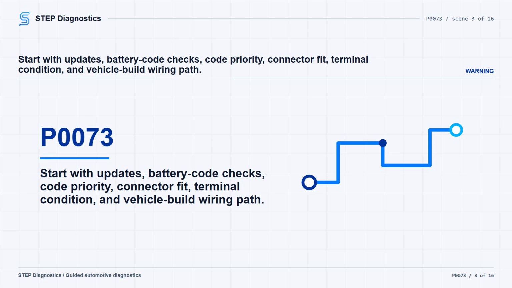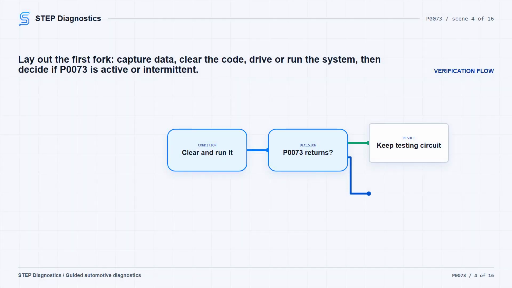can change with configuration. Next, read and record all codes and captured operating data, and save a scan report if you may need it later. Review the captured conditions, the monitor gates, and the setting conditions. Then erase the codes and operate the vehicle or system under similar conditions to see if P0073 comes back. If it returns or the condition is present, keep going with the circuit diagnosis.